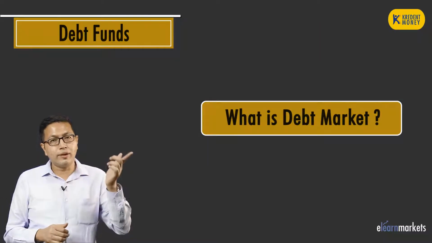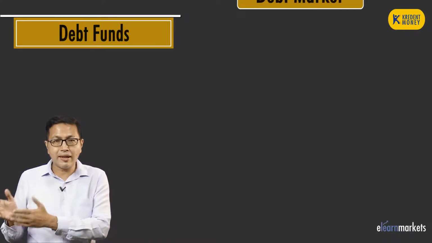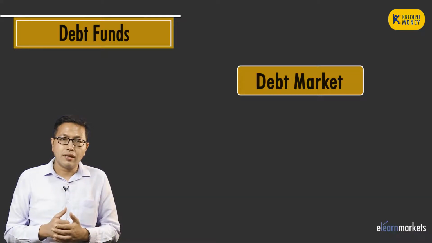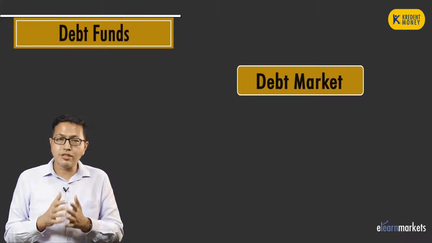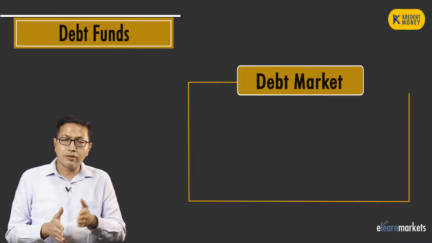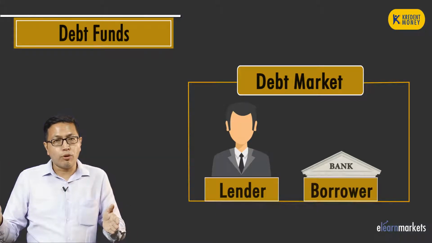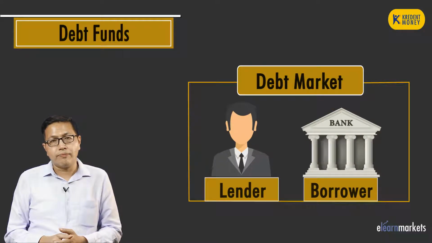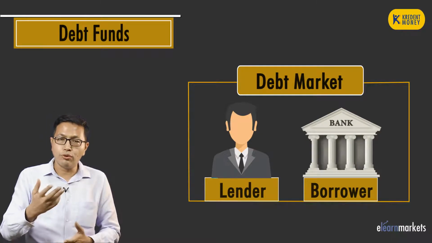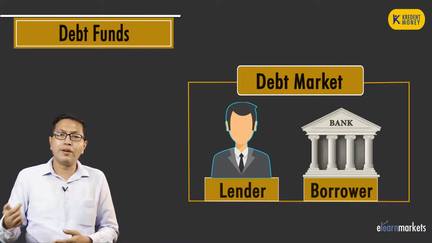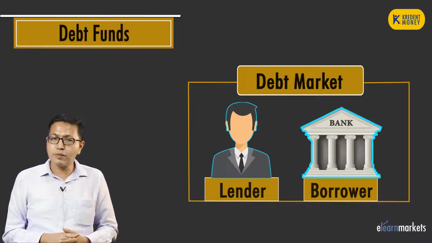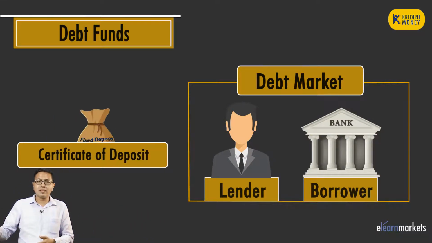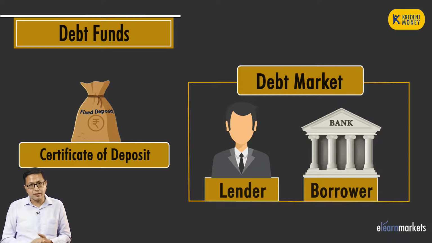You must have heard about the equity market, but what is the debt market? Debt market is one such place wherein all those instruments which involve one lender and one borrower are traded. So who is the lender? You and me, the investors, and who is the borrower? The bank or the companies, as the case might be. So in this case, this is an example of a bank. This instrument is known as the CD, certificate of deposit.